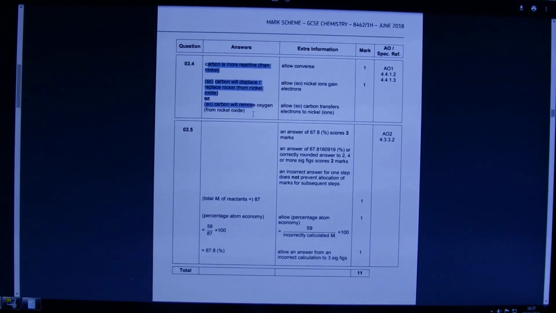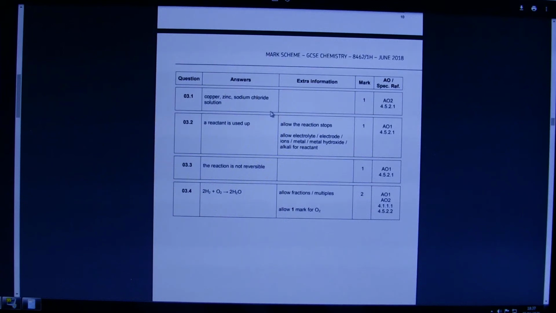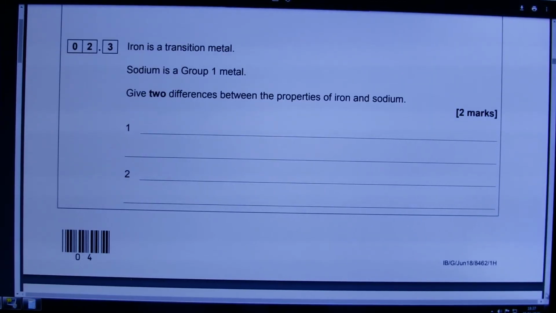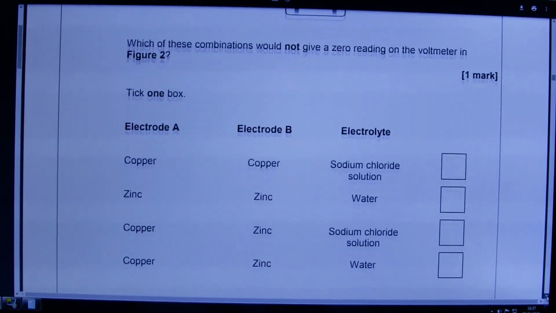Carbon is more reactive than nickel and displaces it. Yeah. Total reactant is 87. Percentage atom recovery is how much you got divided by how much went in, times 100 to turn it into a percentage, 67.8%. That's just your atom efficiency.